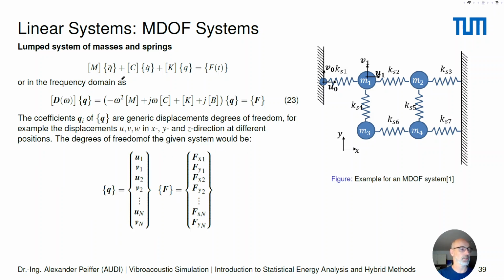Why are we using Q? The reason is that we call them generic displacements. In the most simple case, this is just the displacement in X, Y, and Z direction, called U, V, and W. But it could also be rotations, or a motion in some intermediate direction, whatever. So this is why it is common standard to use Q as a symbol for that.